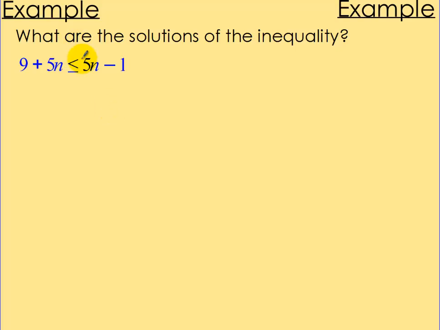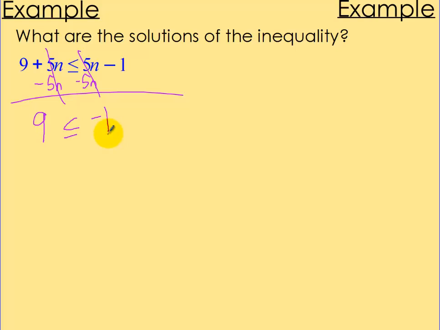Okay, let's go. So what are the solutions for the inequality? It's 9 plus 5n is less than or equal to 5n minus 1. So the first thing I do, I don't like n's on both sides, so I'll subtract 5n. But what happens when I subtract 5n, they both cancel out. So then you're left with 9 is less than or equal to negative 1. Oh, no variables, so it's those special cases like we just did.